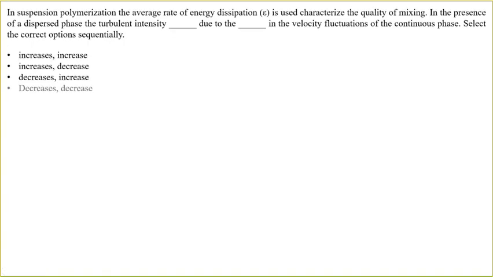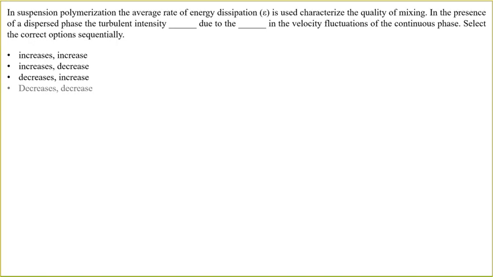In suspension polymerization, the average rate of energy dissipation epsilon is used to characterize the quality of mixing. In presence of a dispersed phase, the turbulent intensity due to the dash in the velocity fluctuations of the continuous phase. Select the correct option sequentially.